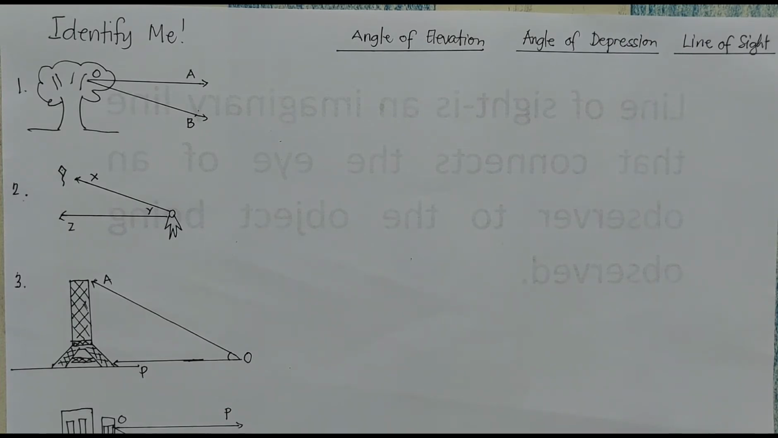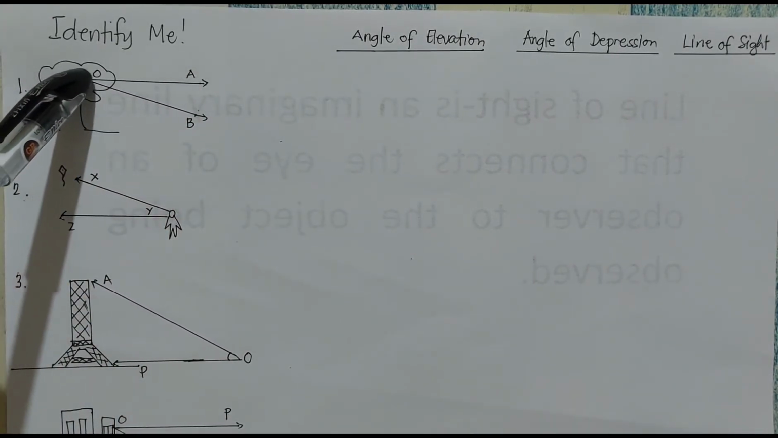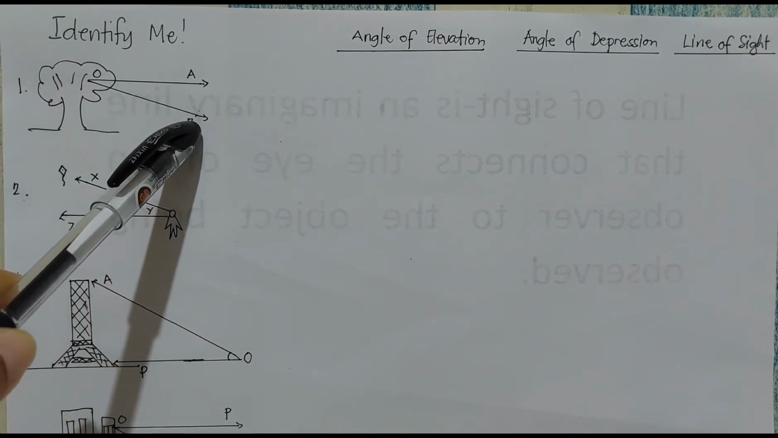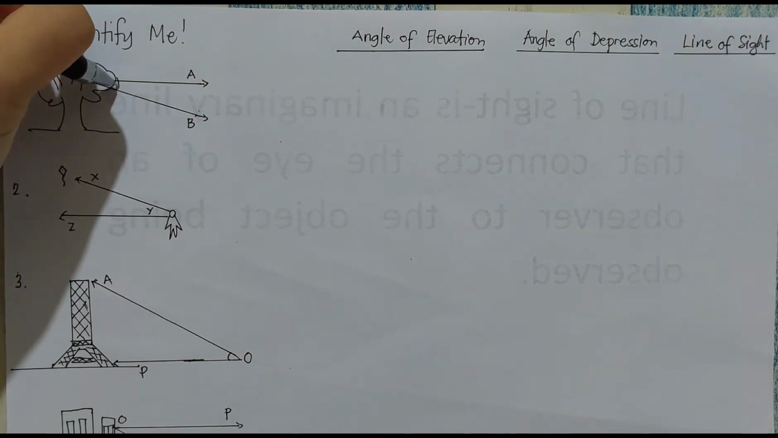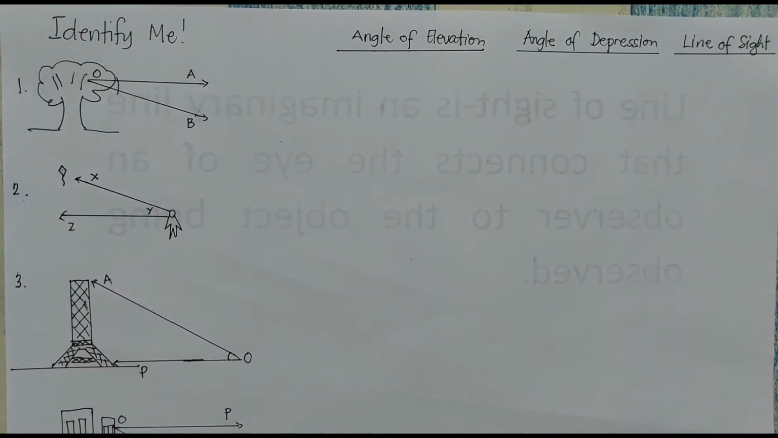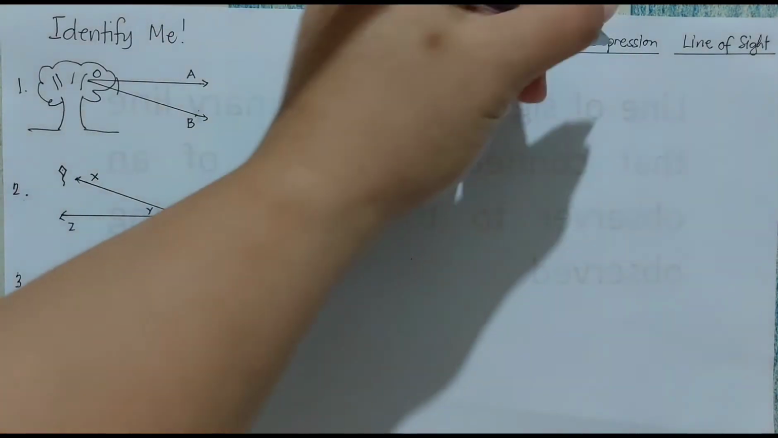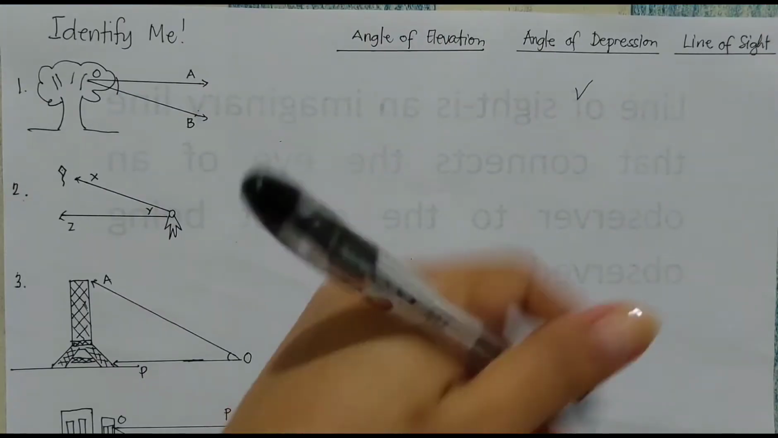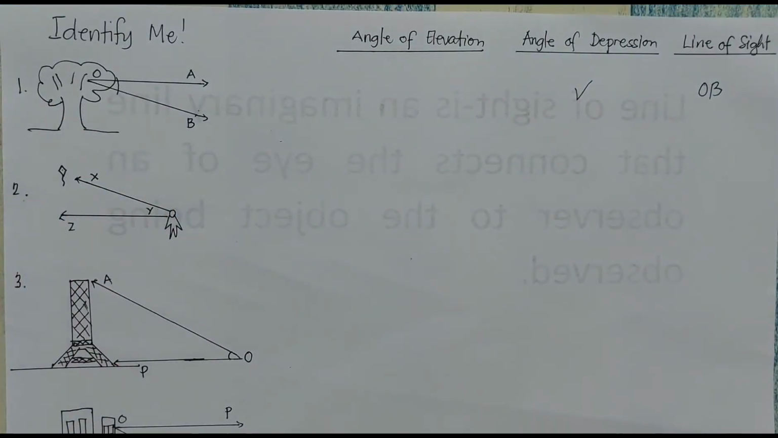In number 1, we have here a tree. I think somebody climbs the tree, and this line here is the horizontal line of sight, and he or she looks below here. We are referring to this angle, the angle between the horizontal line of sight and the line of sight. What angle is that? That is the angle of depression. So angle AOB represents angle of depression, and our line of sight is OB. It looks down or below.